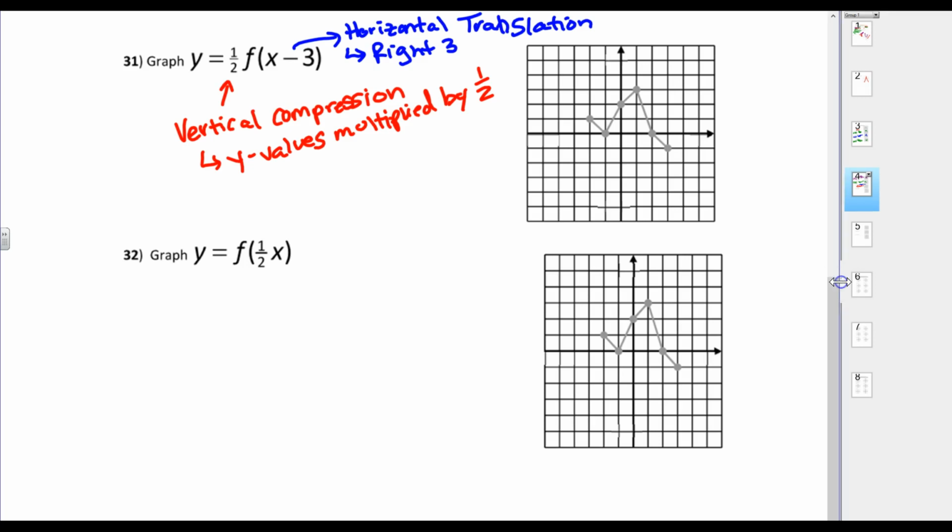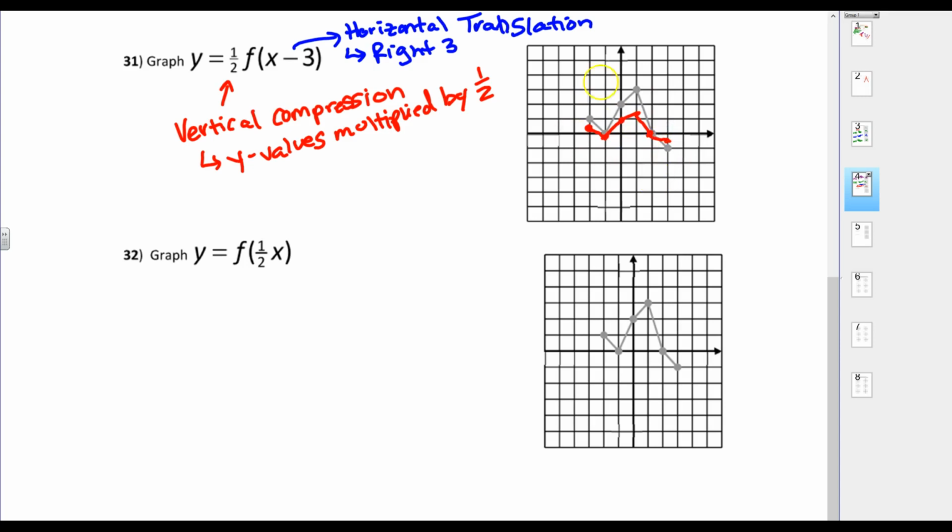So if I take all of these y values and multiply them by 1/2, 1 becomes 1/2, 0 stays 0, 2 becomes 1, 3 becomes 1.5, 0 stays 0, -1 becomes -1/2. So we get just like this really squished looking graph.